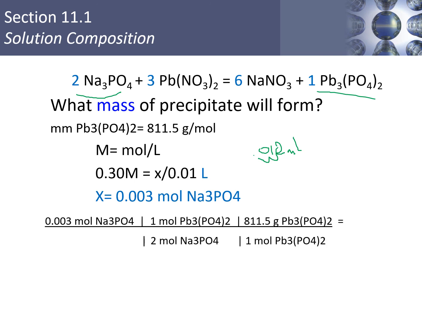But we want to set up our moles of sodium phosphate, so given from the problem. Then we're going to use our molar ratio. Moles of sodium phosphate will cancel. We are now in moles of lead 2 phosphate, and we can use our molar mass. So 0.003 times 1 times 811.5, all divided by 2, gives us 1.2 grams of lead 2 phosphate.